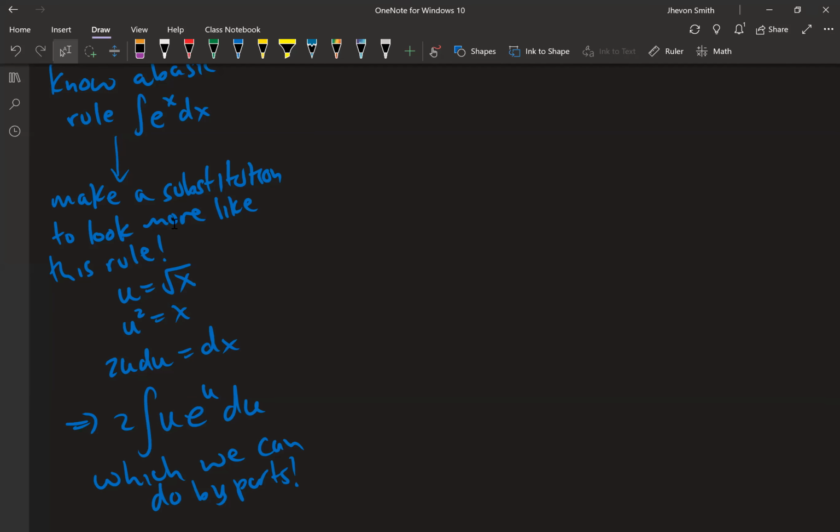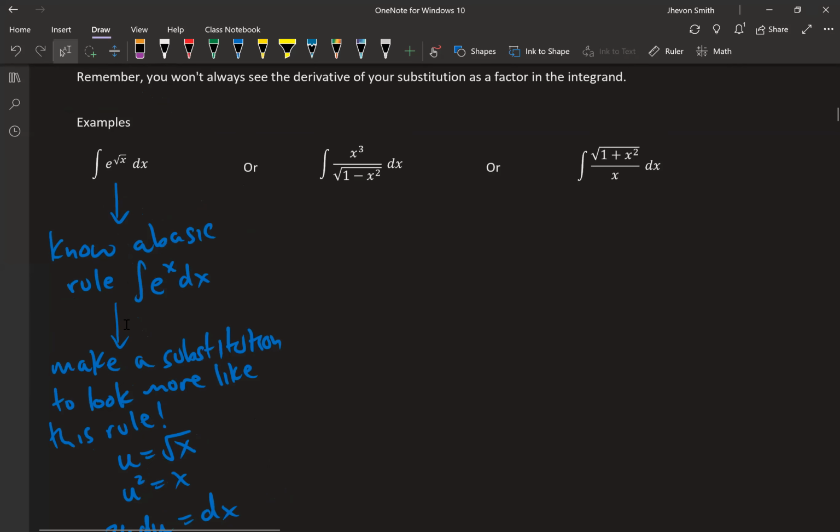Okay, so this is the thought process that would go through your head. Does it look like a basic rule? No. Can I simplify it to look like a basic rule? No. Can a substitution work? I don't know. Maybe. What would I substitute?